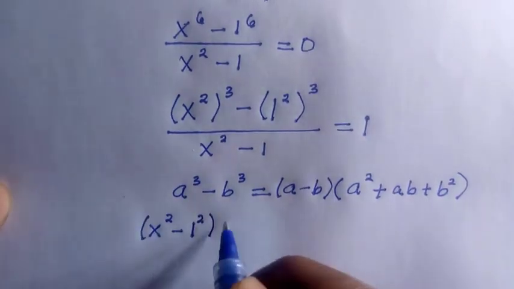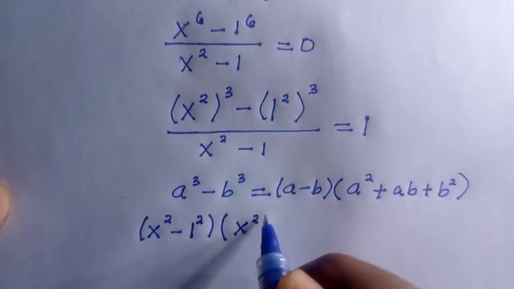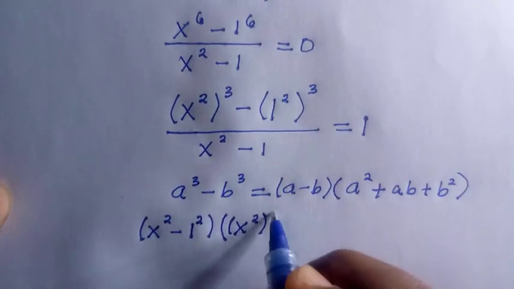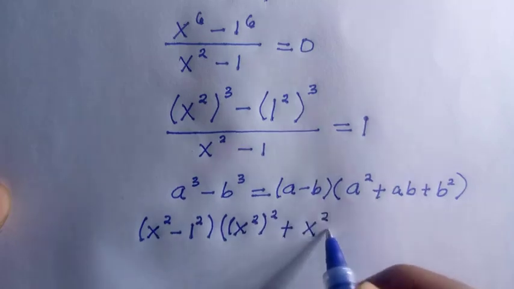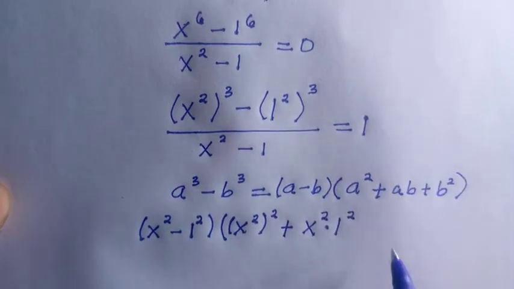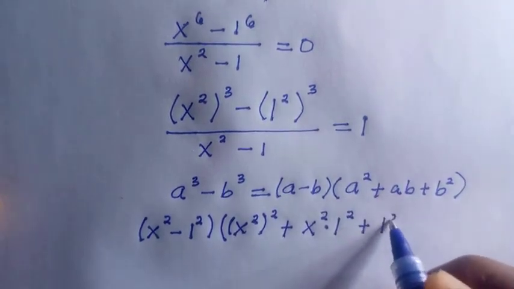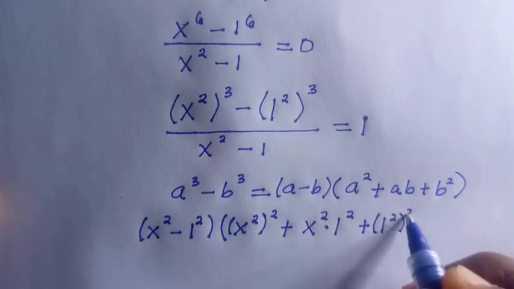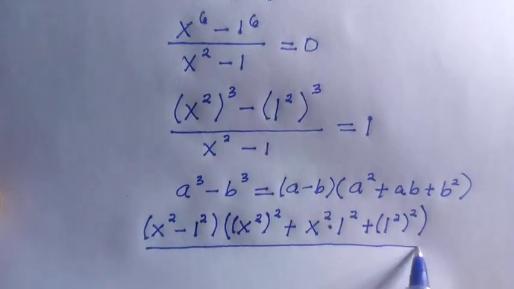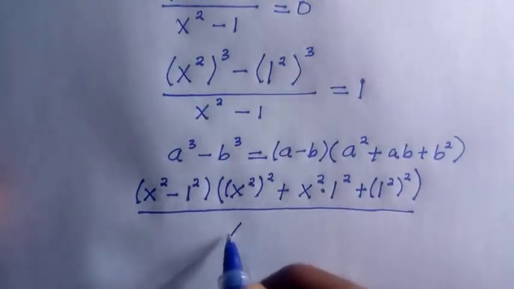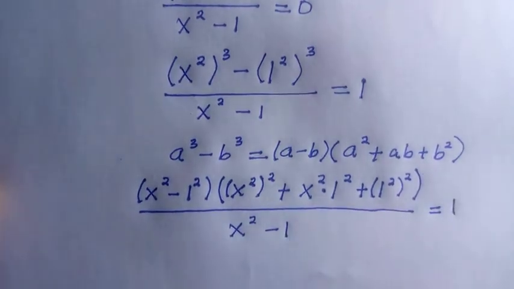This in bracket, open bracket. So we have x to the power of 2, also raised to the power of 2, plus a, which is x to the power of 2 multiplied by 1 to the power of 2, plus b, which is 1 to the power of 2, all raised to the power of 2, in bracket, divided by x to the power of 2 minus 1, everything equals 1.